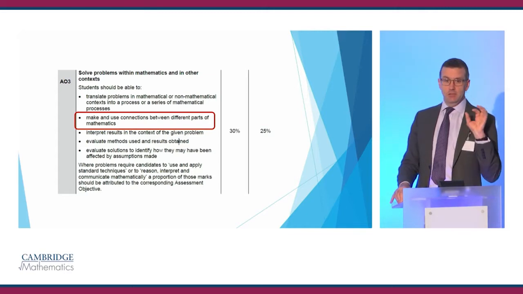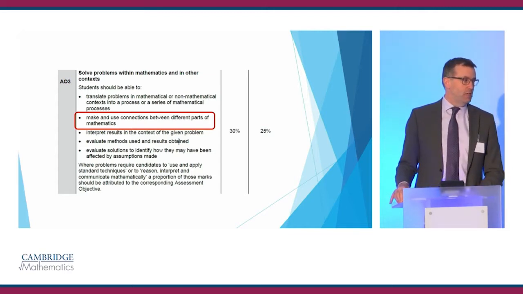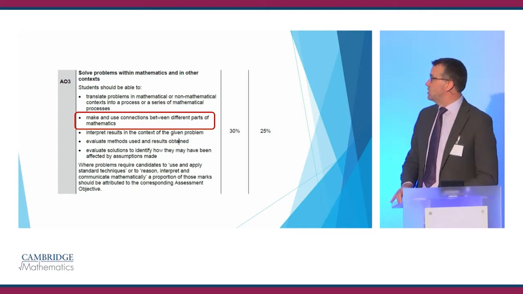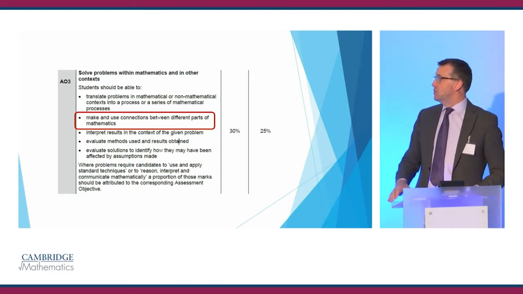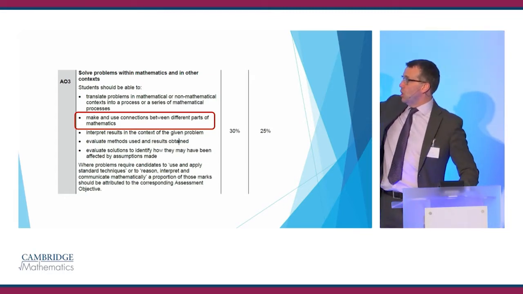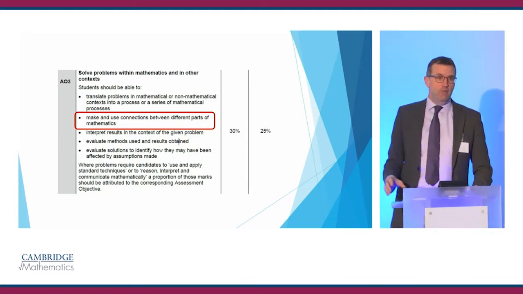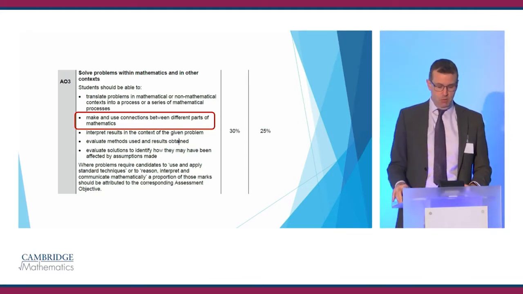And this is the use of the word connection in the assessment objectives. Make and use connections between different parts of mathematics. So this is AO3.1, 2, 3, 4, and 5. And I'll come back to those elements in a moment.